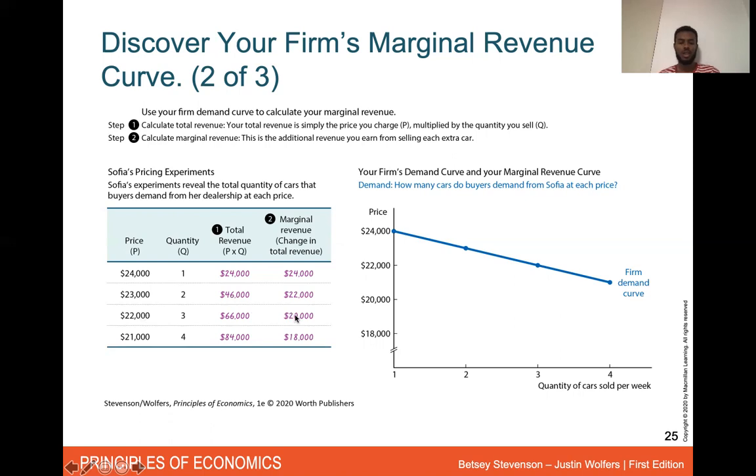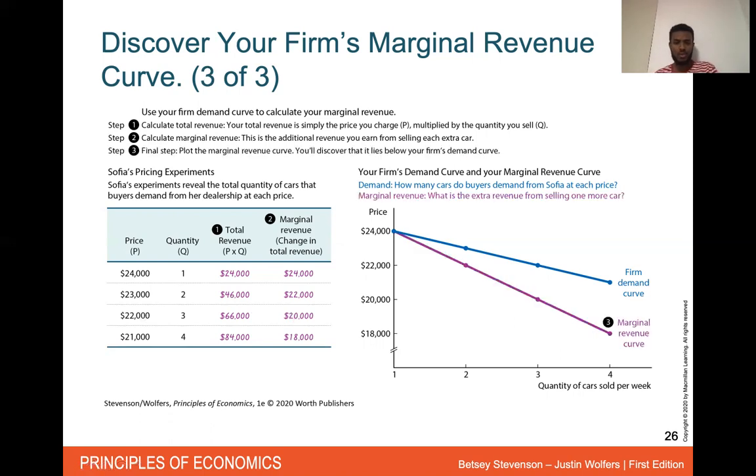I think you guys understand how that works. If you look here, this is how the marginal revenue curve is going to be plotted. It's slightly below the firm's demand, but it shows how much extra revenue the company is getting from selling that additional car. So for selling that second car, their marginal revenue is 22,000. That third car is 20,000. Fourth car is 18,000.